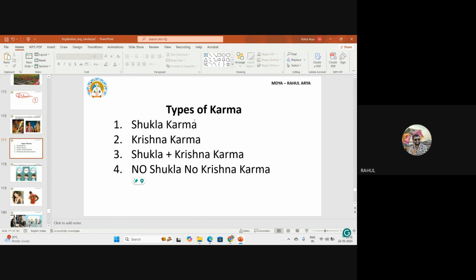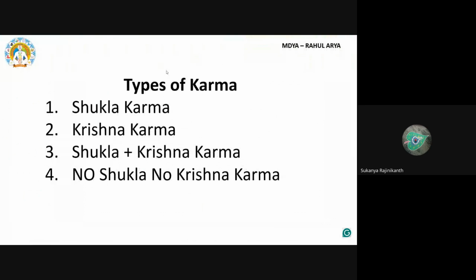Now, understand. What is the Sukla karma? Sukla meaning white, good karmas, positive karmas. Krishna we understand as the black color, so these are the bad karmas, pap karmas, sin karmas. Sukla Krishna: something good karma, something pap karma.